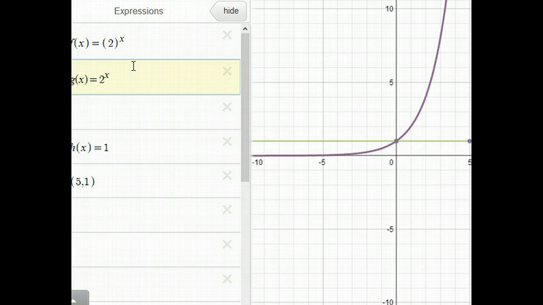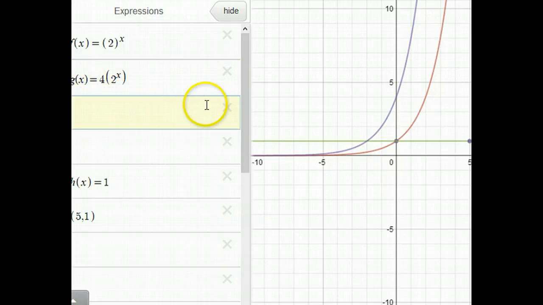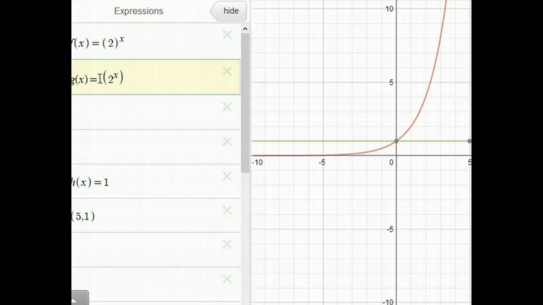I'm going to multiply my exponential function times a number, and if that number is a positive number greater than 1, it's going to make it get closer to the y-axis, i.e. narrower, and if it's less than 1, like 0.5, it's going to make it wider than the parent function, or farther away from the y-axis. And now we're going to take a look at doing that.